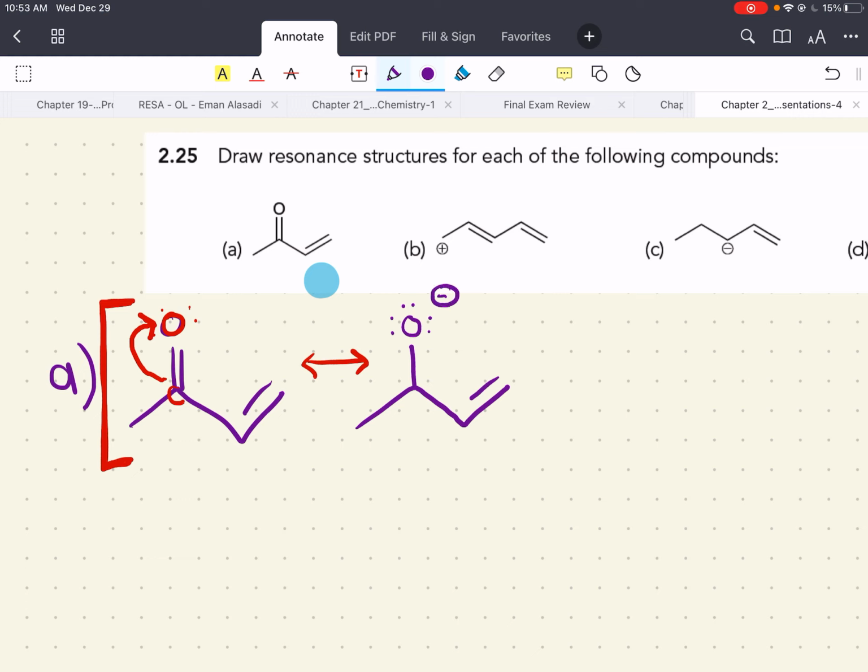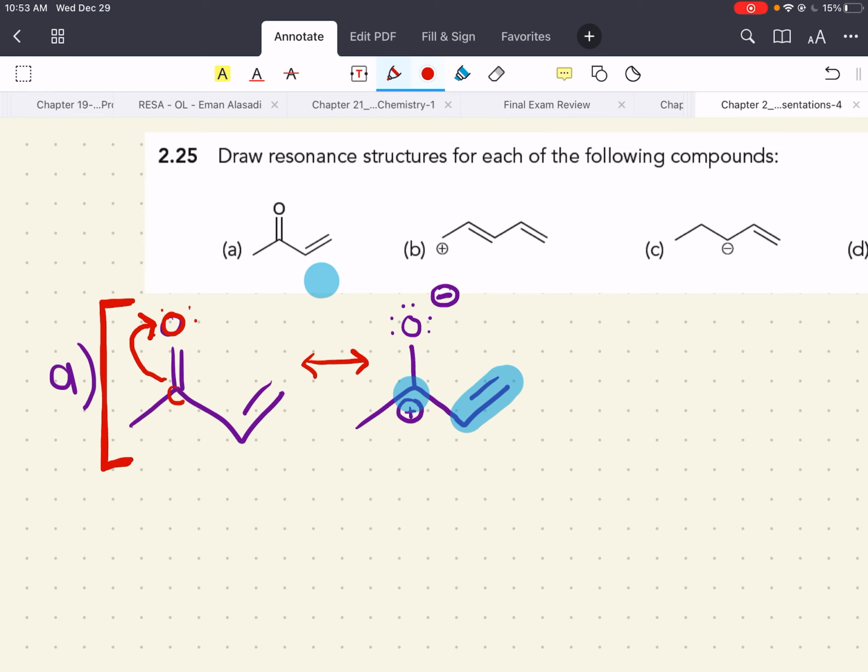So that oxygen is going to have a negative charge. This carbon lost electron density, so it's going to have a positive charge. Cool. Now, do we see any other resonance patterns here that we can continue to draw resonance structures for? Well, look at this: a double bond, and in the allylic position, we have a carbocation. Beautiful. That's another one of our patterns.